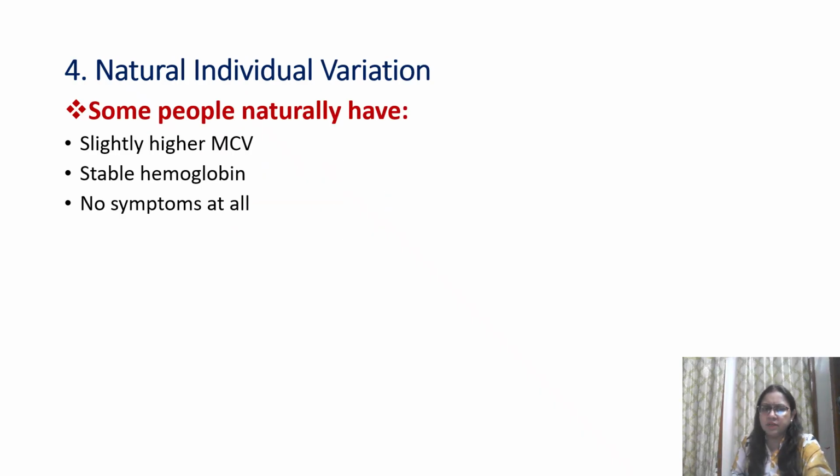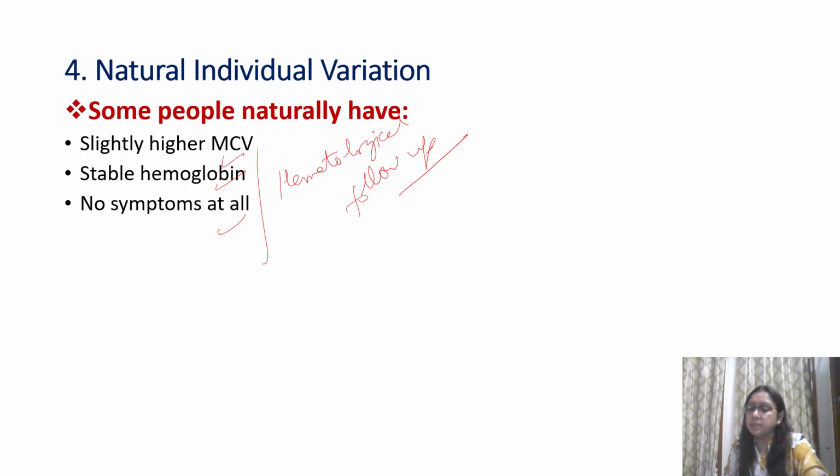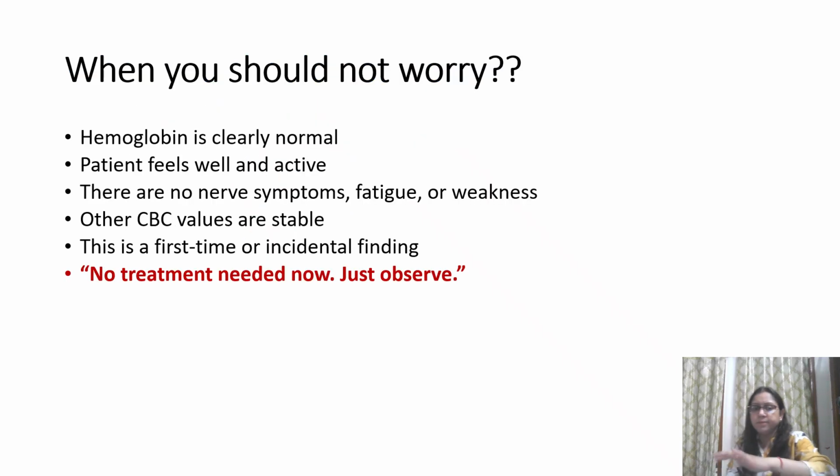Then some individual variations are also there. Some people may have higher MCV but stable hemoglobin, no symptoms at all. So when you follow these patients, always keep them in hematological follow-up. So in CBC, after 2-3 months, you can advise the patient to get the CBC done again. And when you see the same values, like hemoglobin normal and MCV increased, that can be a normal physiological condition for that patient also. So patient to patient, sometimes it can vary.